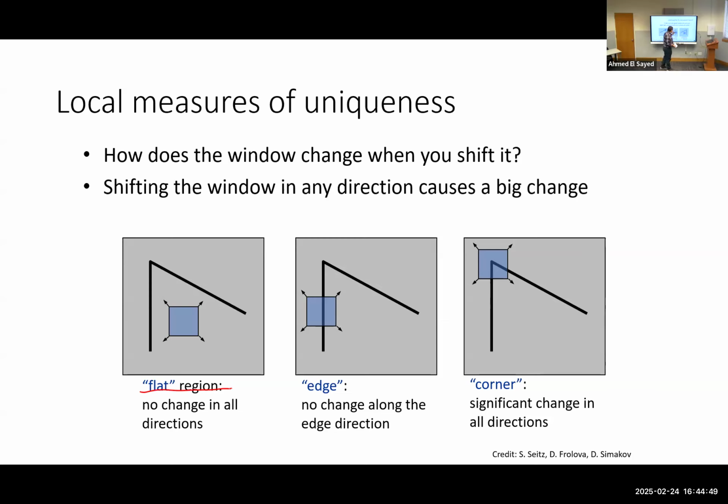How about if you have change in one direction but not the other? In this case, we are saying that we have an edge. In this direction, we have change. In this direction, we don't have any change. So what we have here is an edge. On the other hand, if you have changes in any direction, in this case, you will have a corner. And if you have a corner, you have an unusual point we need to catch.